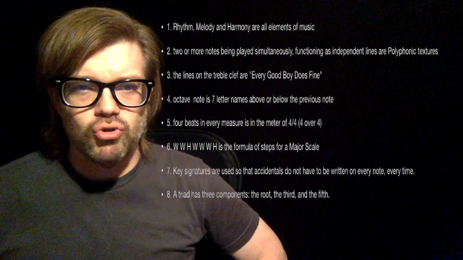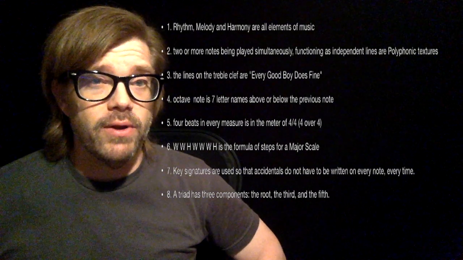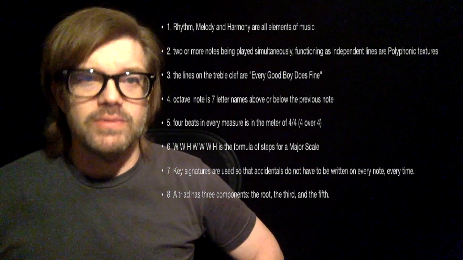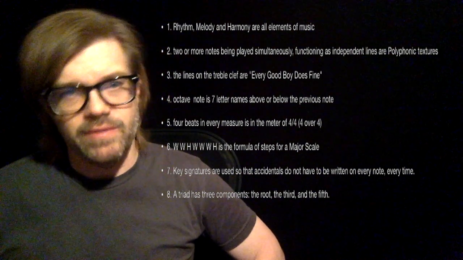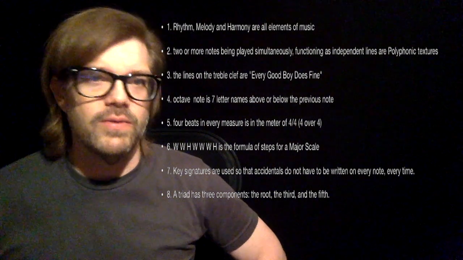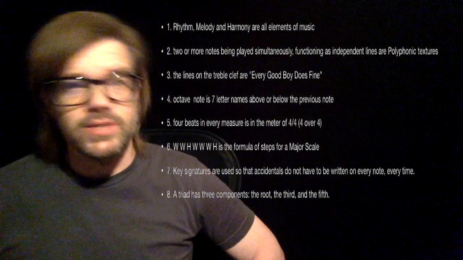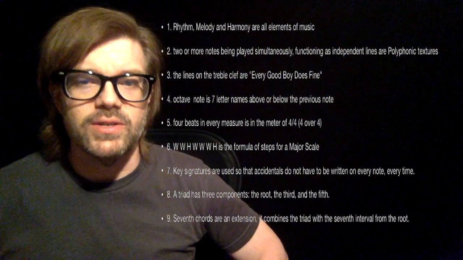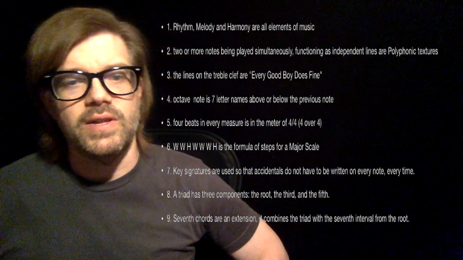Triads. Triads have 3 components: the root, the third, and the fifth. So counting up from the root, skip the second, play the third note, skip the fourth note, play the fifth note. 1, 3, 5. Root, third, fifth. Awesome. 7th chords then just add the next note. 7th chords are an extension. It combines the triad with the root, the third, and the fifth with the 7th interval above the root.